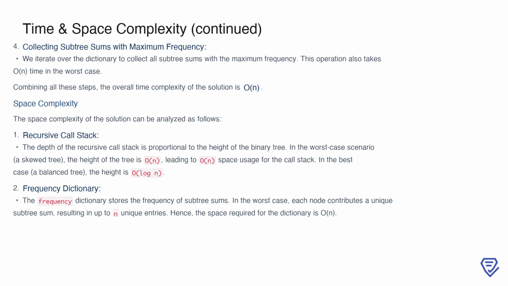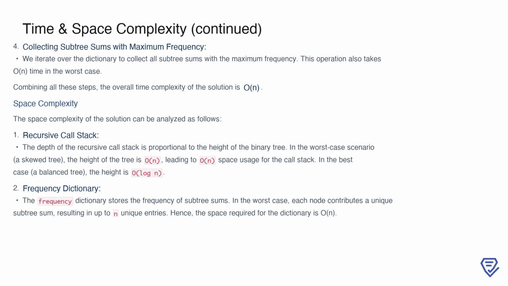Now, we look at the final step of the time complexity analysis, collecting all subtree sums with the maximum frequency. This involves iterating over the dictionary to gather the relevant sums. In the worst case, this operation takes n time, as there can be up to n unique subtree sums in the dictionary. With all these steps combined, the overall time complexity remains n. Next, we turn to space complexity.